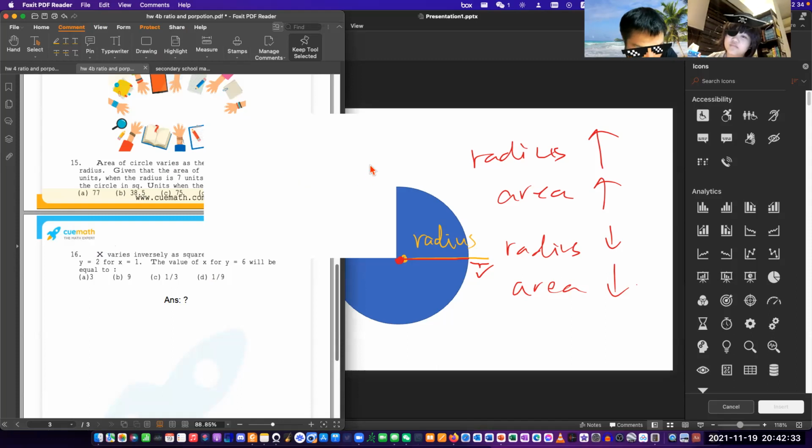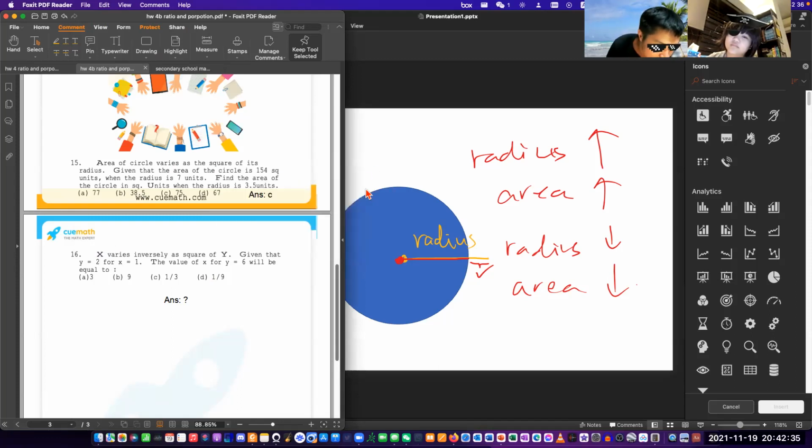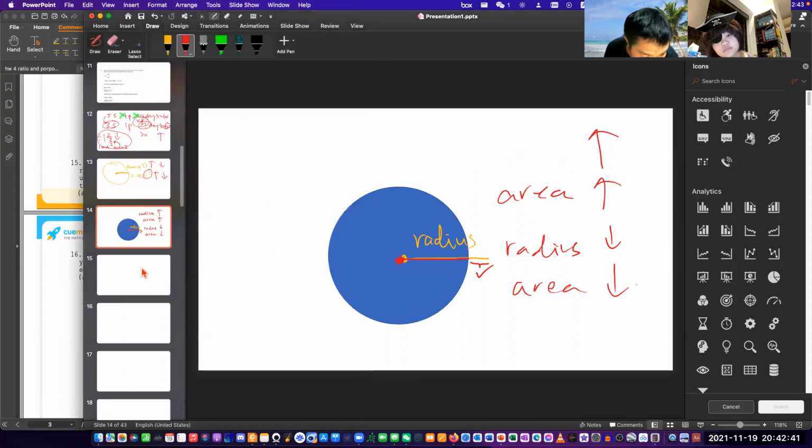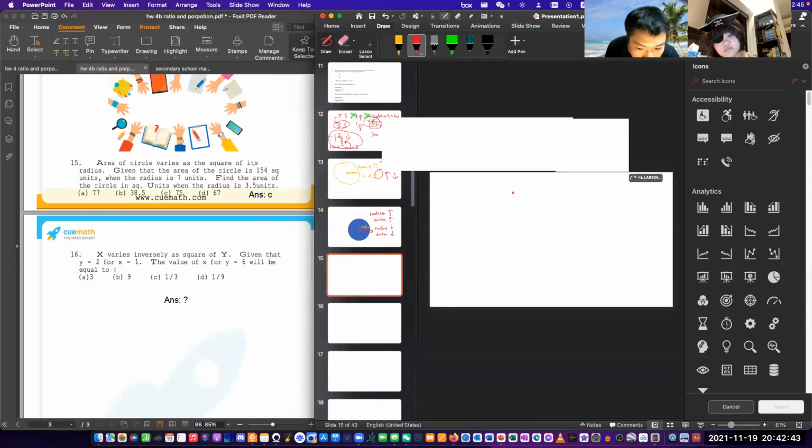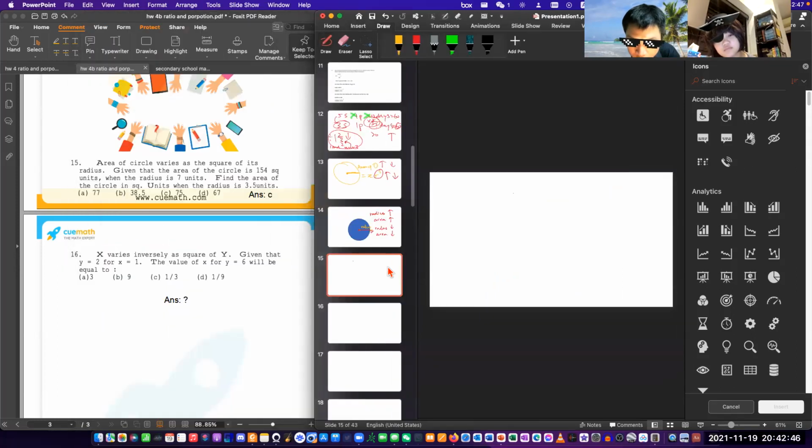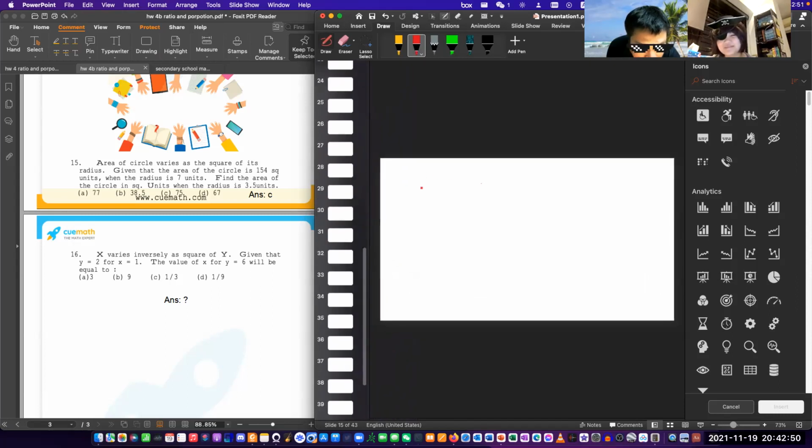How come I got a white space here? Okay, thanks. So over here, it says given that the area of the circle is 154 units when the radius is 7. Very simple. So now it says the area is 154.